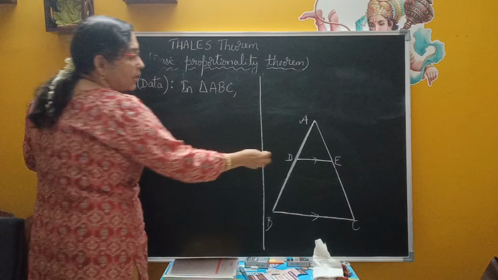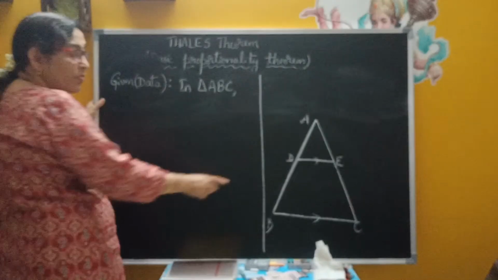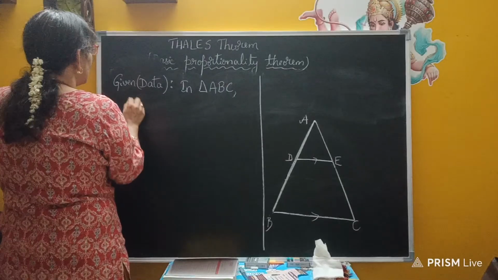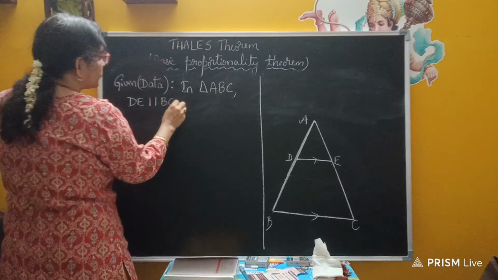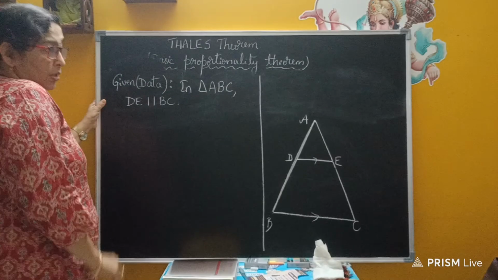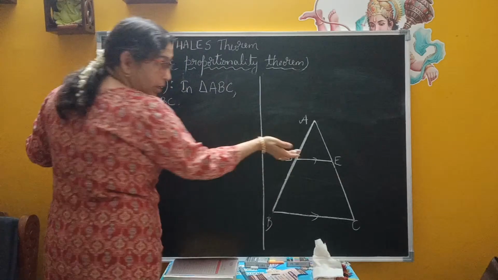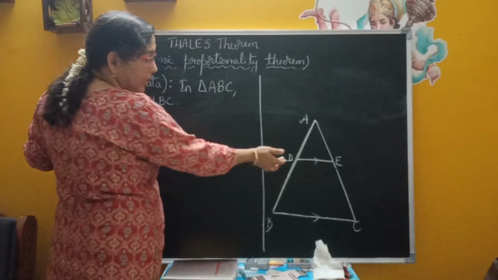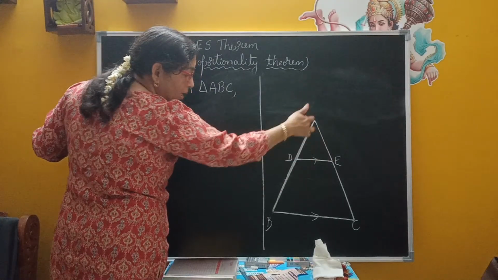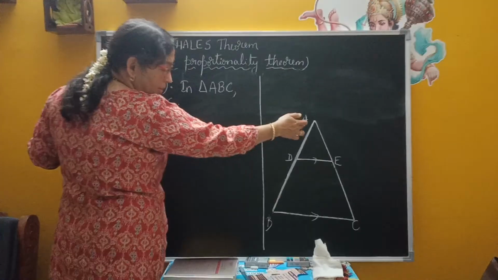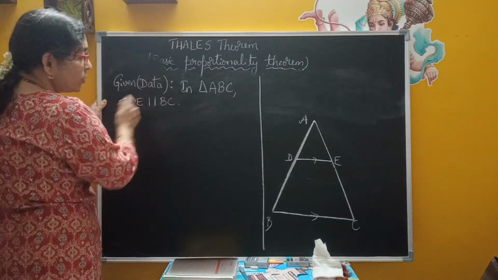which is given, DE is parallel to BC. A line DE is drawn which is parallel to BC. So DE is parallel to BC. And what one more thing is given? That D and E are two distinct points where they intersect the sides of the triangle, AB and AC. Let us write that also.